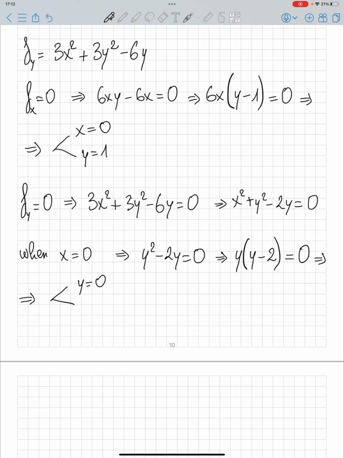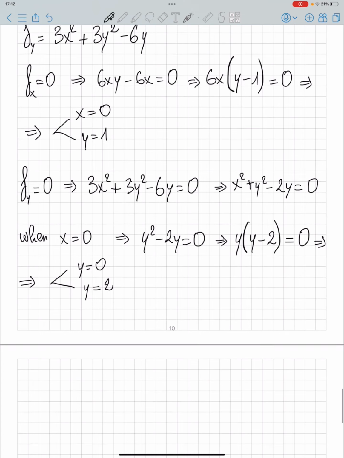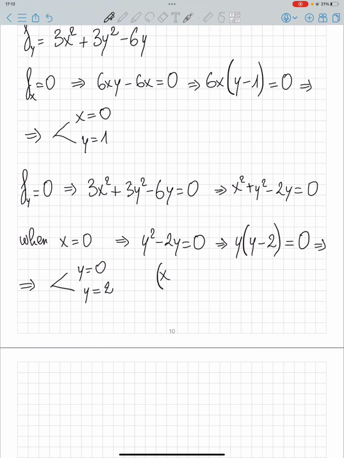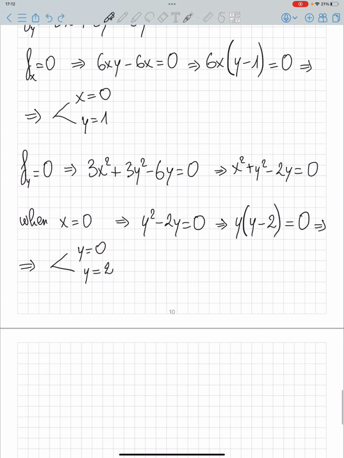And y minus 2 is equal to 0 implies that y is equal to 2, because we bring the minus 2 on the right hand side. So when x is equal to 0, we have that y is equal to 0 and y is equal to 2. So here we have two critical points, right? So when x is equal to 0, we have y is equal to 0, and when x is equal to 0, we have y is equal to 2.